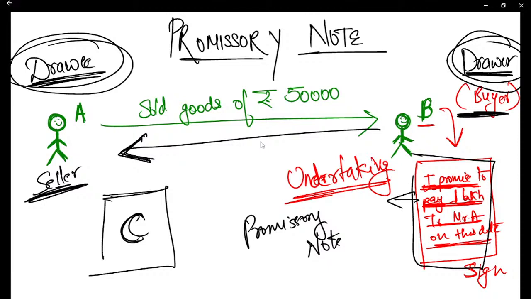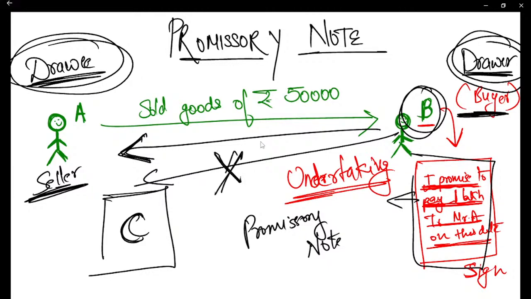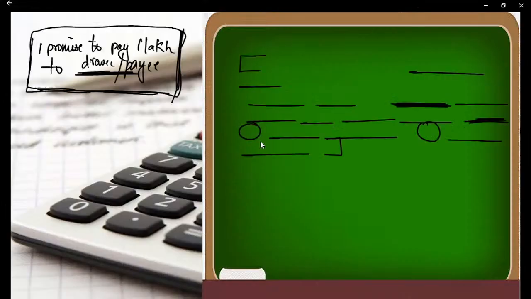So now can B pay this amount to C? Because C is the bearer. So the answer is no. B promised to pay this amount to A. So he will only pay this to A. वो C को pay नहीं करेगा. So this is the second line in the meaning.